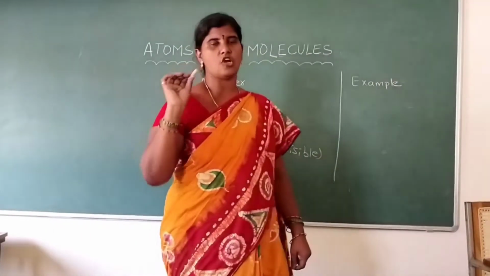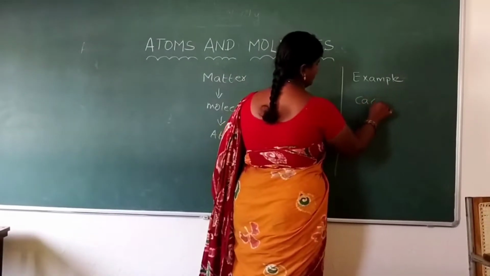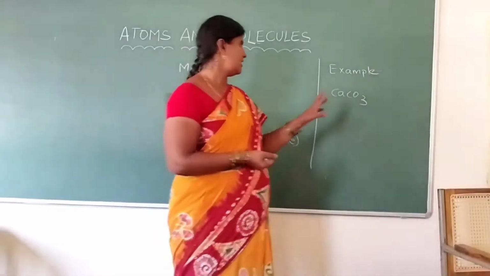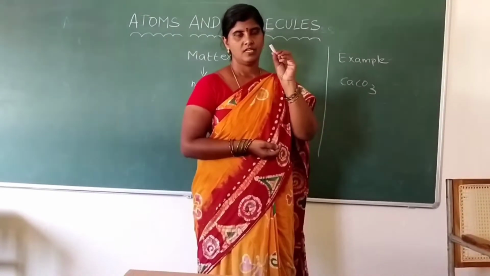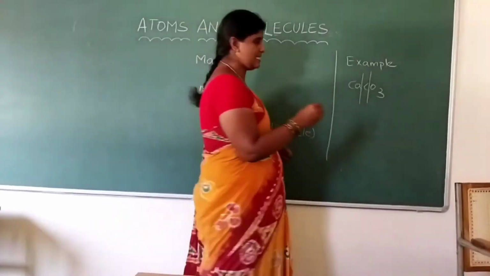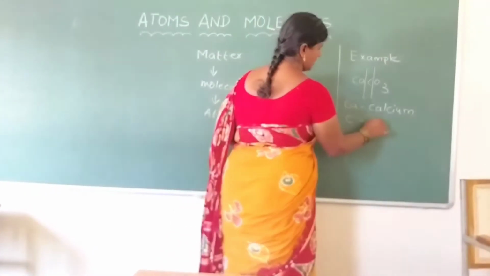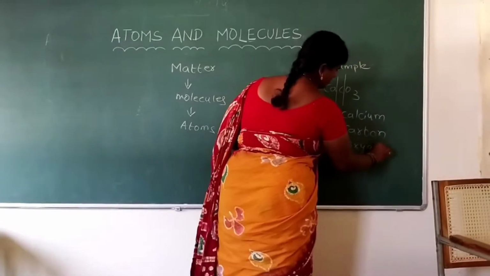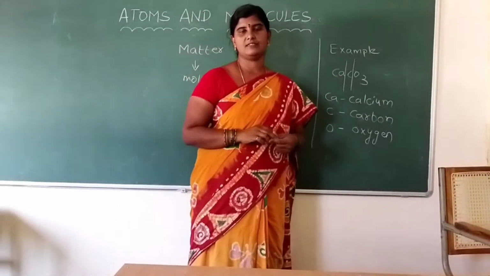I am writing with a piece of chalk. All of you know. Okay. So, a piece of chalk is made of calcium carbonate, CaCO3. Here, three different types of elements are combining to form a substance. What are the three different elements? In CaCO3, what is Ca? Calcium. C, carbon. And O, oxygen. So, the three types of particles combined to form a matter, calcium carbonate.